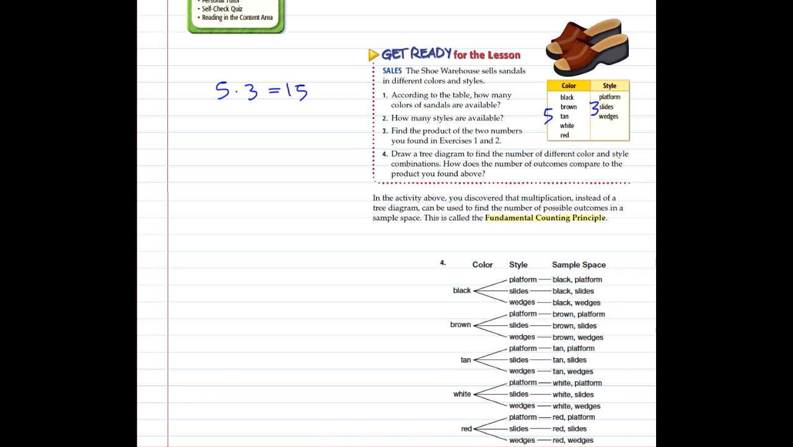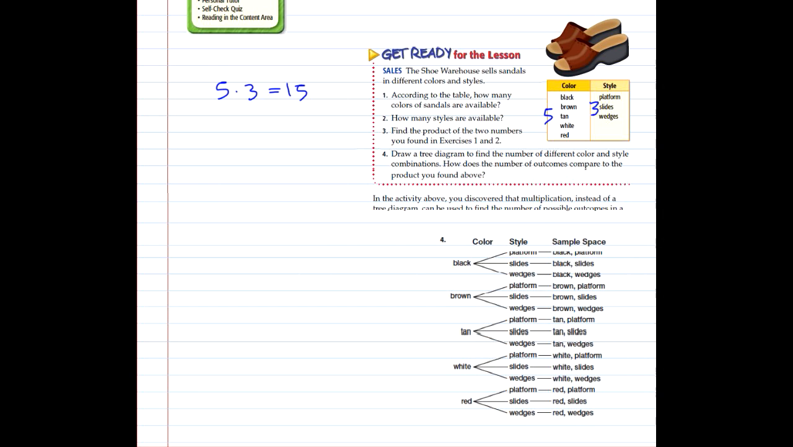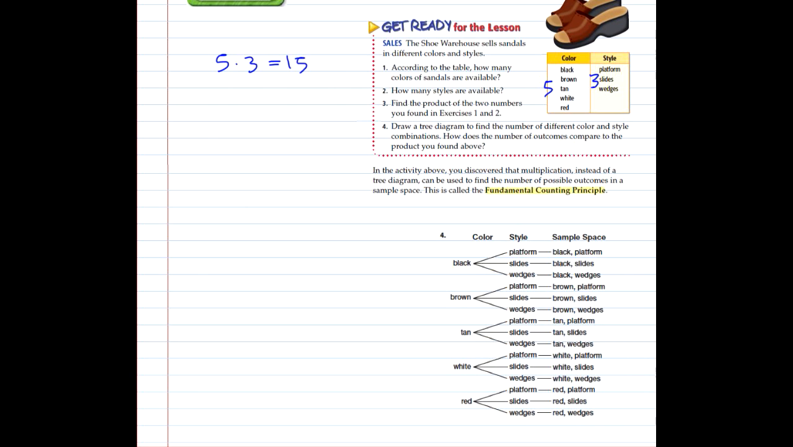Well, here's my 5 colors on the left: black, brown, tan, white, and red. I have my 3 styles: platforms, slides, and wedges. When I combine the color and the style, I have 3 black, 3 brown, 3 tan, 3 white, and 3 red, for a total of 15. So the two numbers are the same. Whether I multiply color times style or I make a tree diagram and list all the possible combinations, I end up with 15.